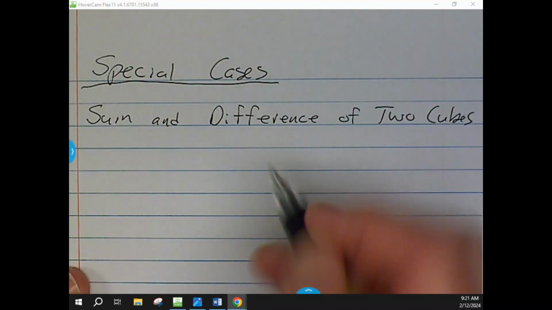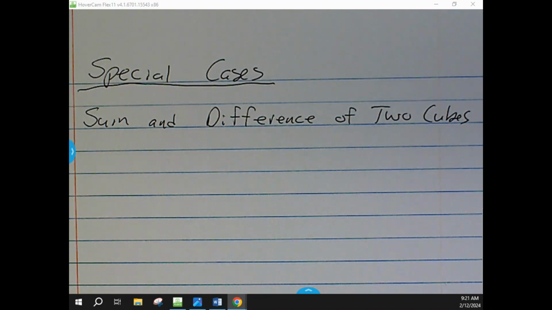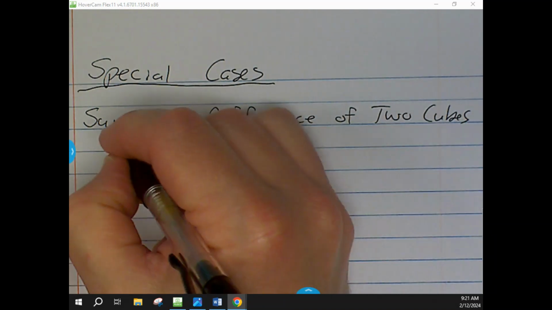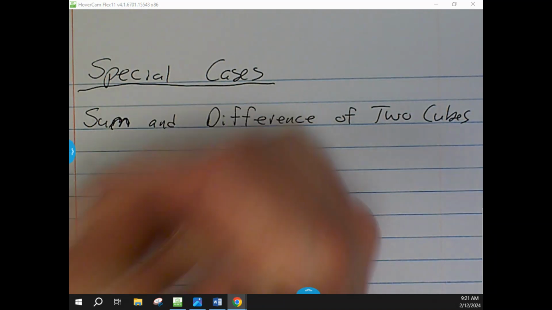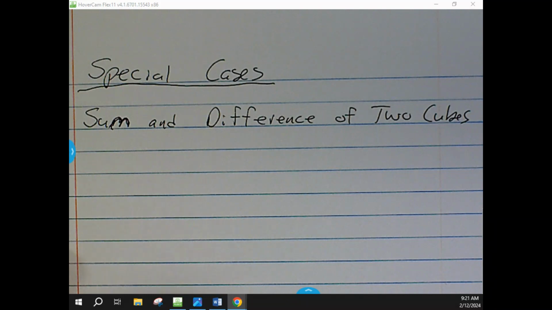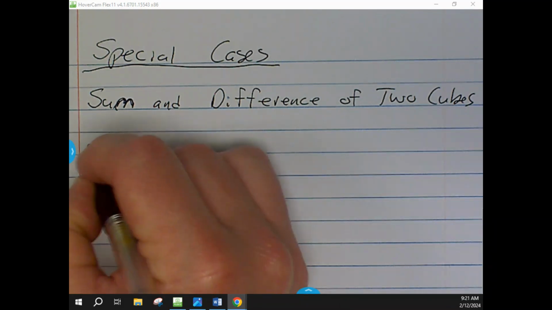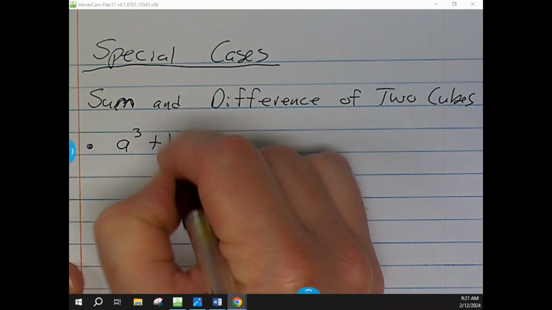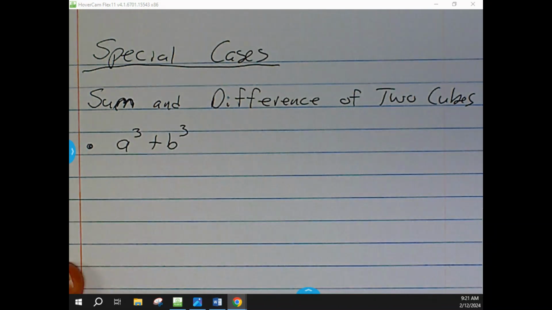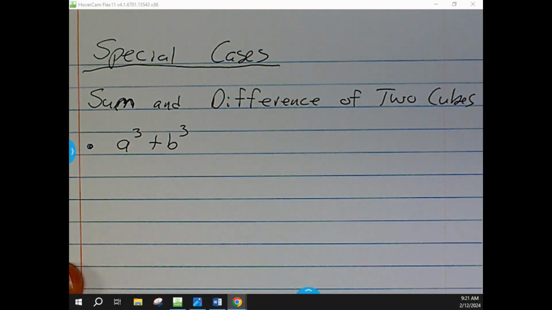So for the special cases we're going to do today, and again, we've got some more special cases we'll do tomorrow, it's the sum and difference of, now instead of being 2 perfect squares, this one's going to be 2 cubes, 2 cube numbers. So that's sum and difference of 2 cubes. We'll show you the sum first, and then we'll show you the difference after that.